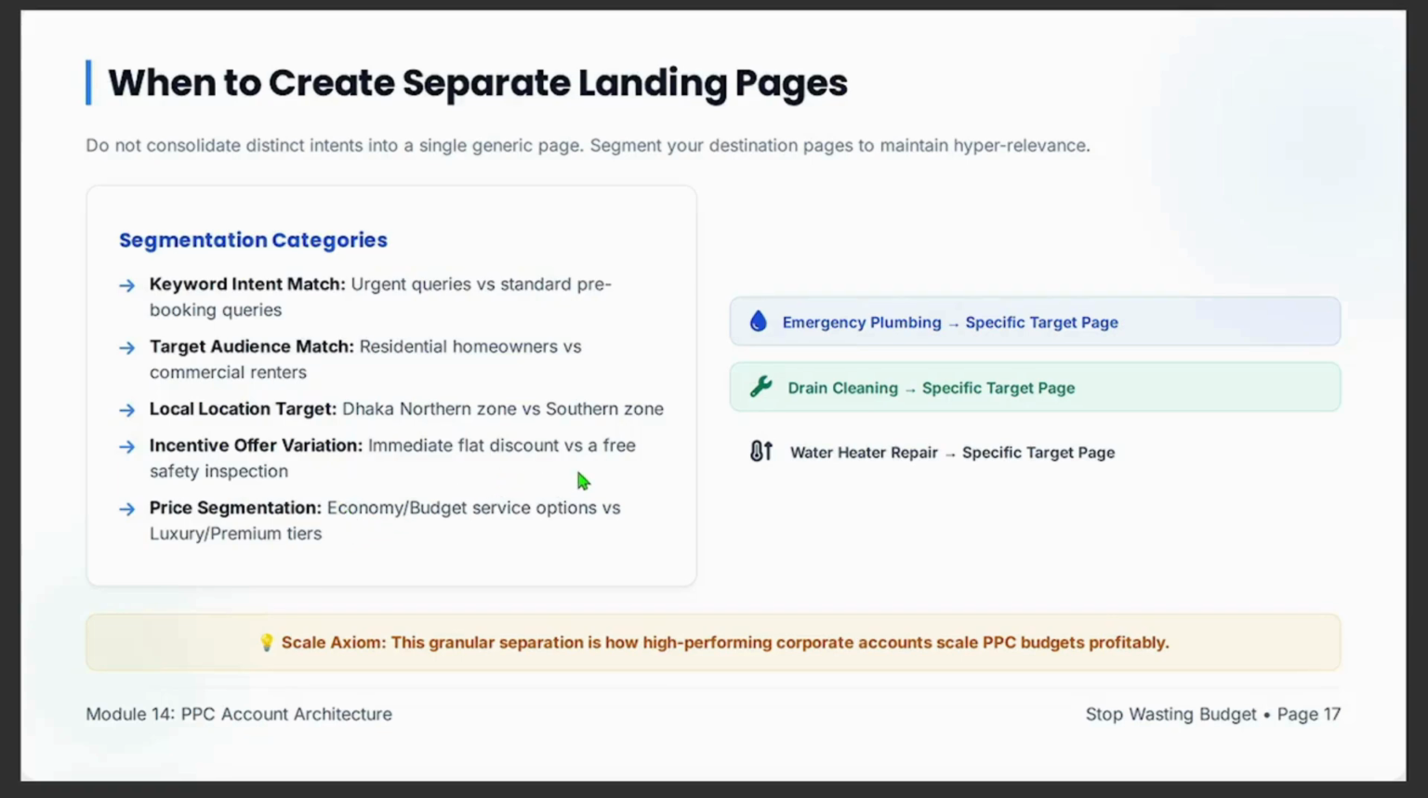For example, create one page for emergency plumbing, another page for drain cleaning, and another page for water heater repair. So this is how large accounts scale profitably, and this is what winners do.